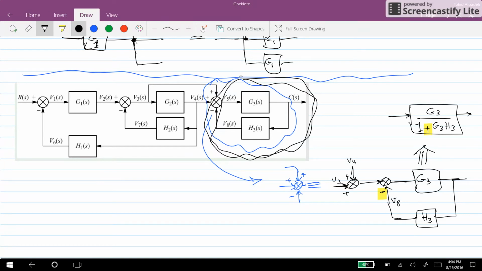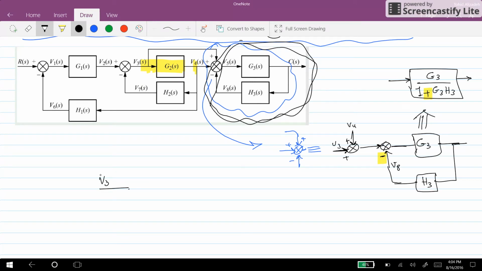So focusing here, we can see that this G2 is located between these 2 points. So here we have a branch point and here we have another branch point. To make things simpler, what we can do is take this branch point and move it after the G2, or the other way, we can move the G2 before the branch point. Let's see how can we do it.